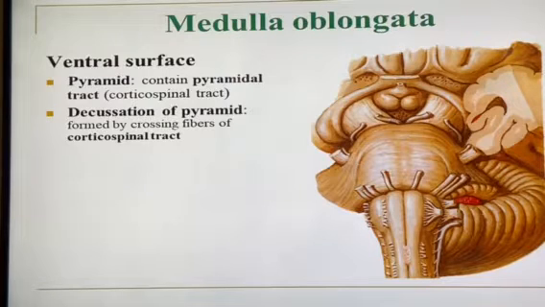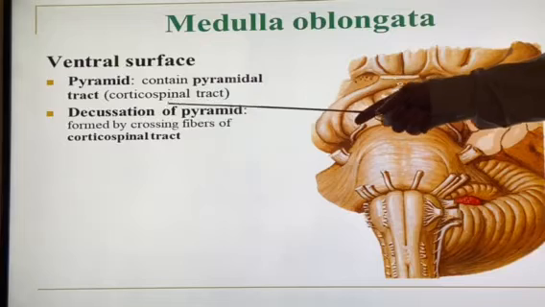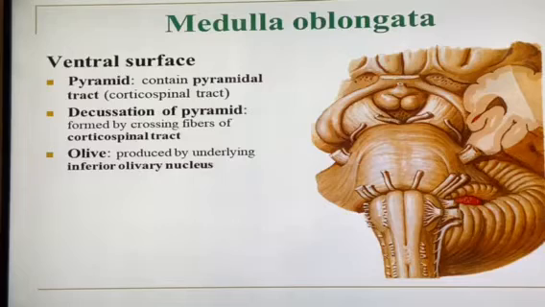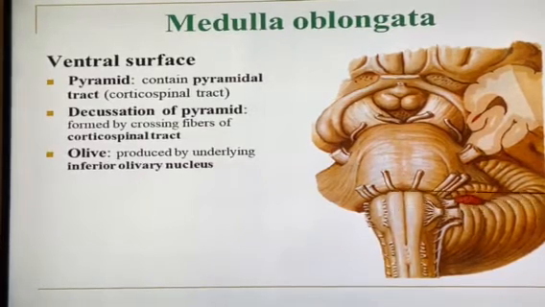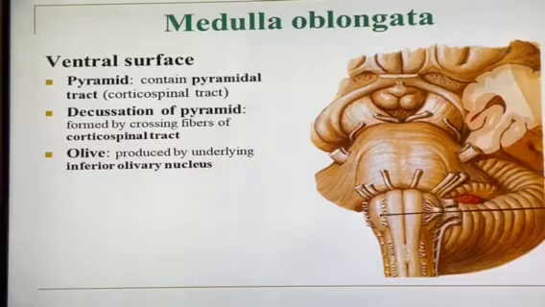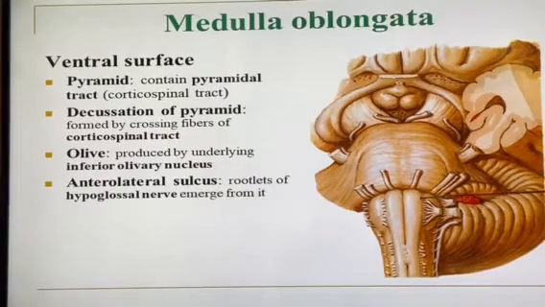The next slide shows you here the decussation of the pyramids. What do I mean by this? If you look here, in this region, the fibers come from the right to the left and from the left to the right. This region we call the decussation of the fibers. And if you go laterally from this pyramid, this region, we call it the olive. And there is a nucleus found here. There is a sulcus. Can you see the sulcus? This is what we call the anterolateral sulcus.